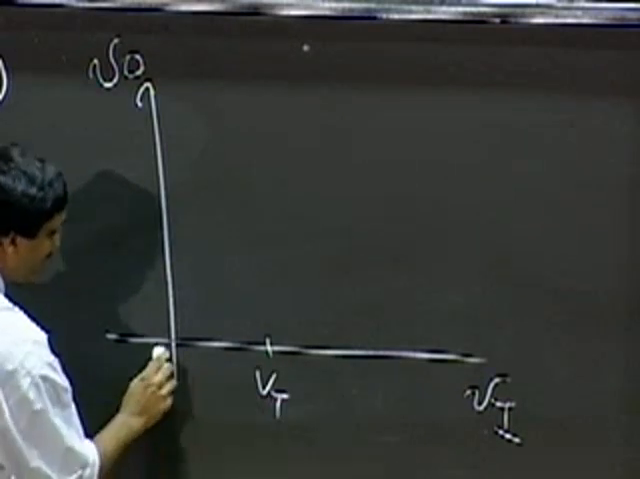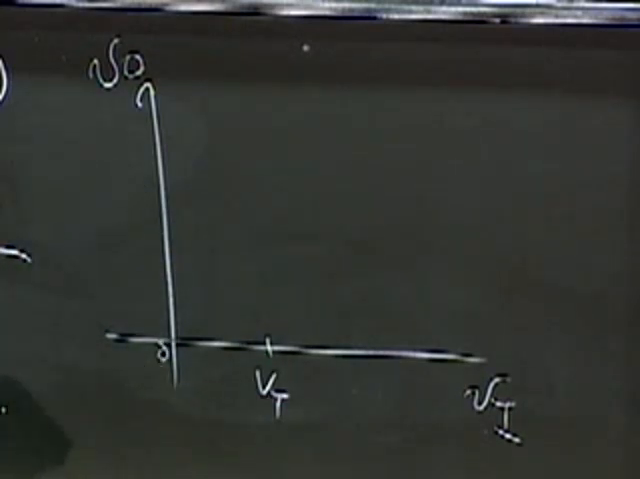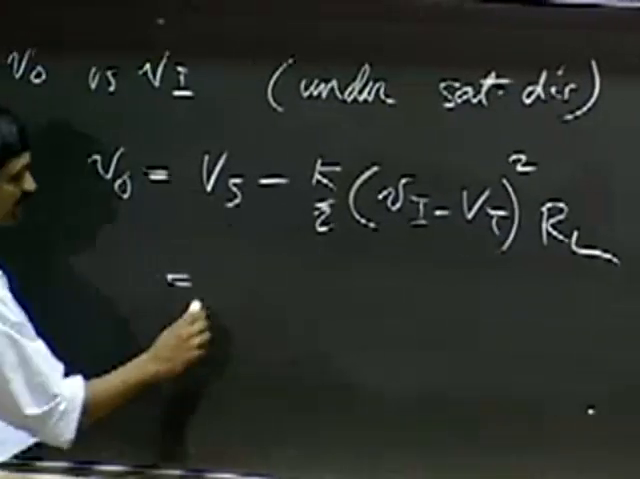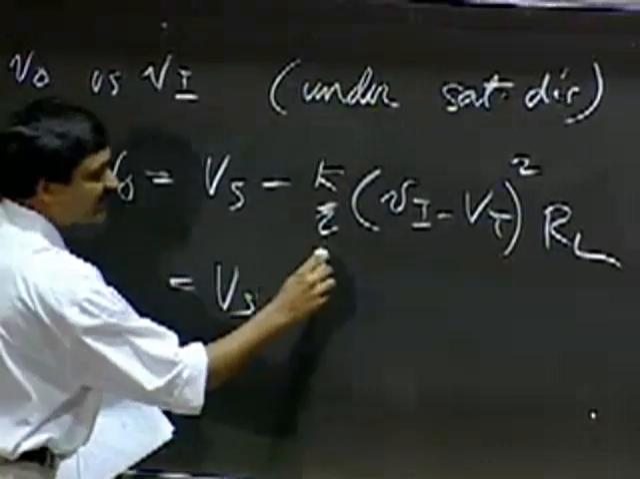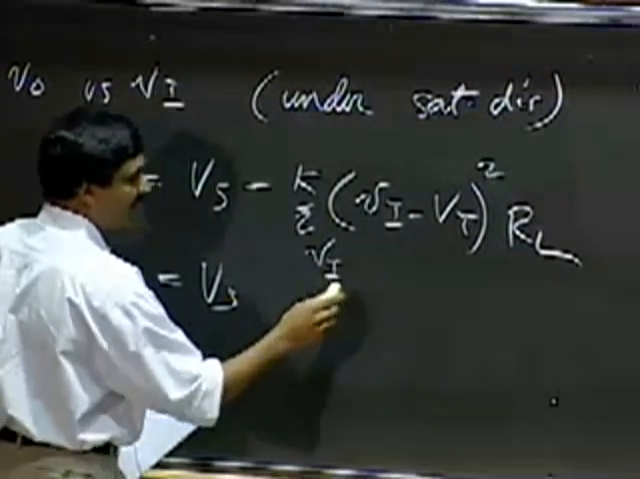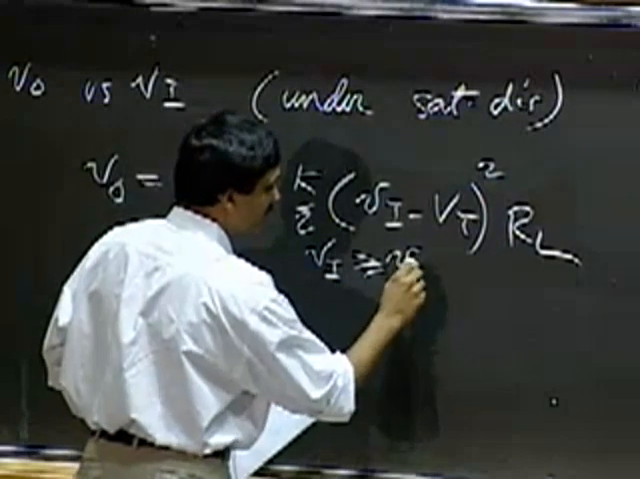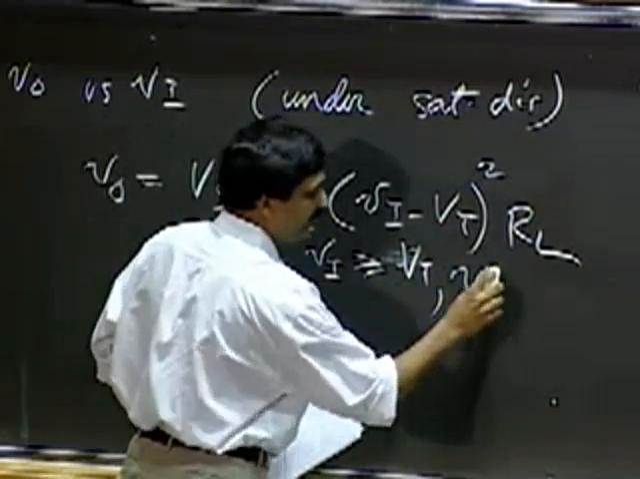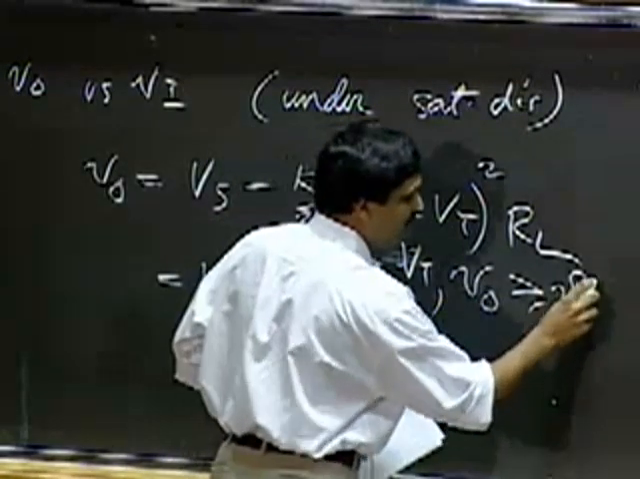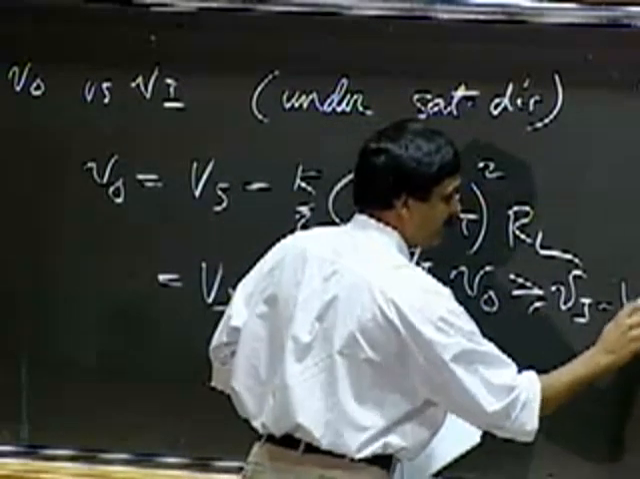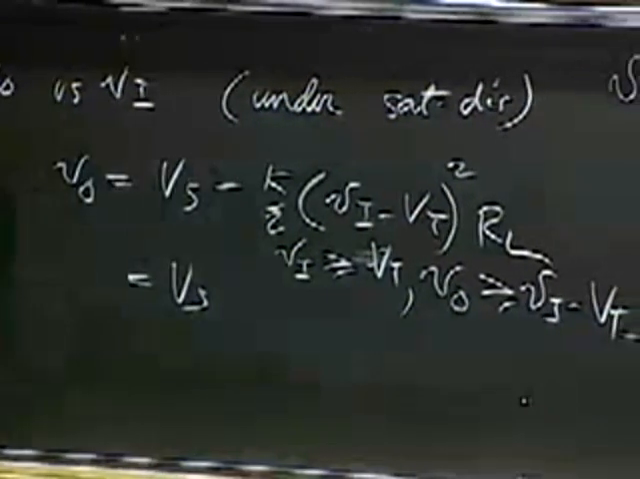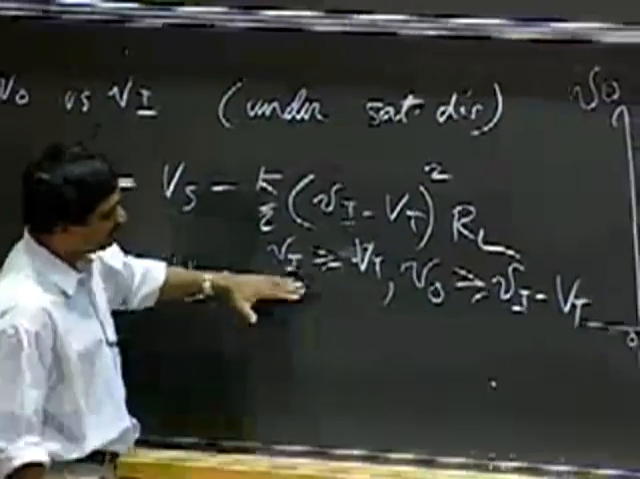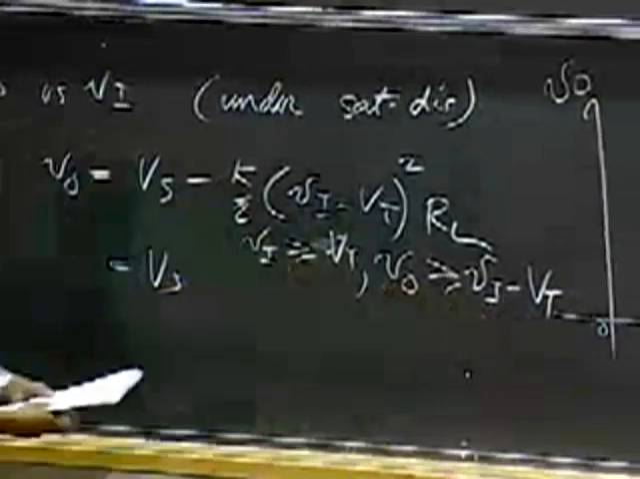So here's the input voltage VI. That's my VT. Notice that VO is VS. This is true when VI is greater than or equal to VT, and V0 is greater than or equal to VI minus VT. So these are the constraints of the saturation discipline.